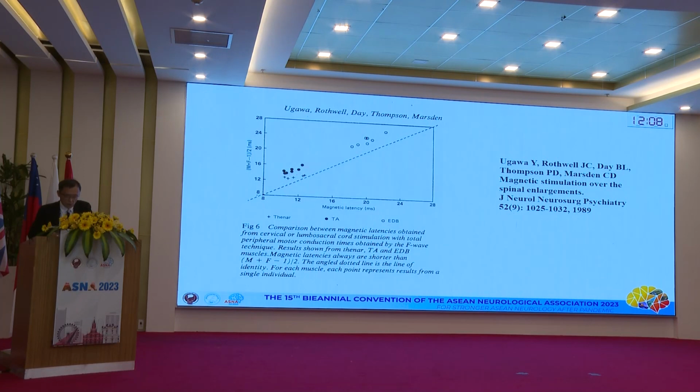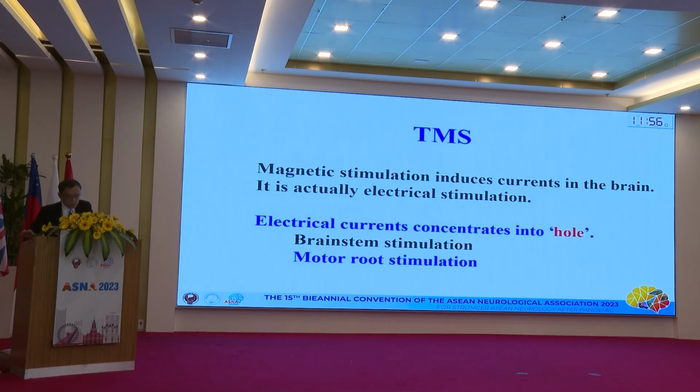So it is always around 0.6 millisecond shorter as compared to the motor neuron to muscle latency, which means that some distal part of the motor axon could be activated in spinal TMS. Why this happens is very important: the hole of the bone. Bone is very resistant to electricity. Because of that, a very high density of current goes through the hole of the bone.